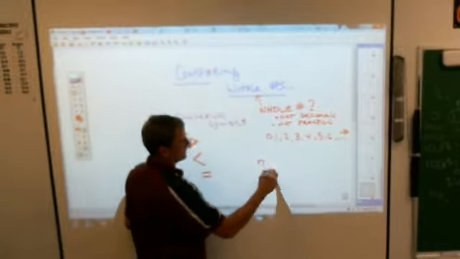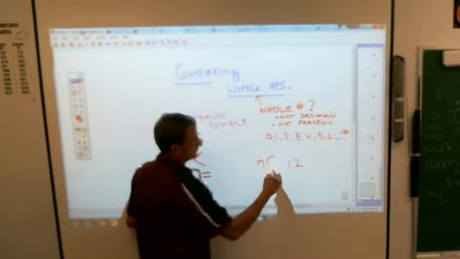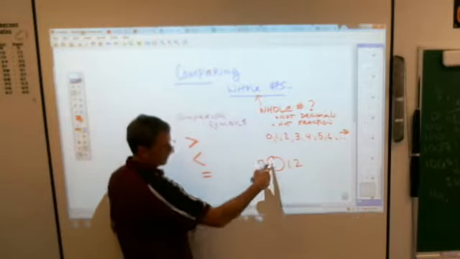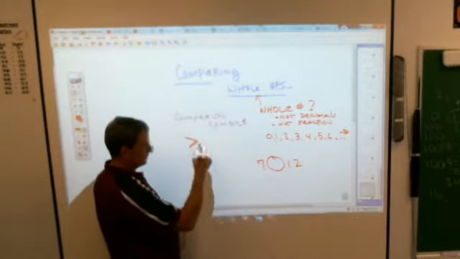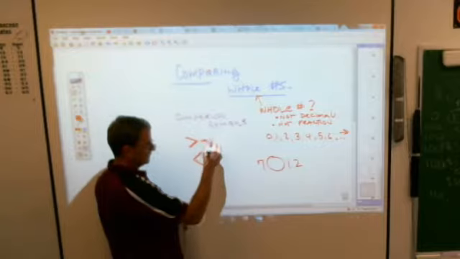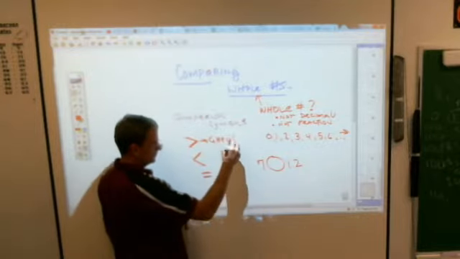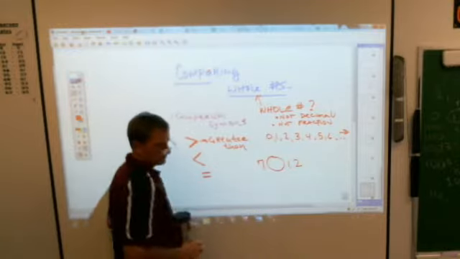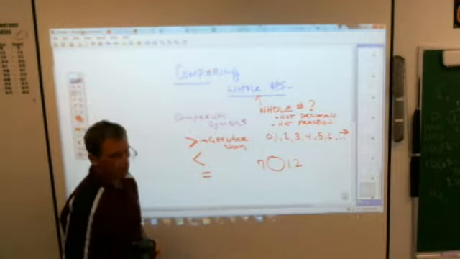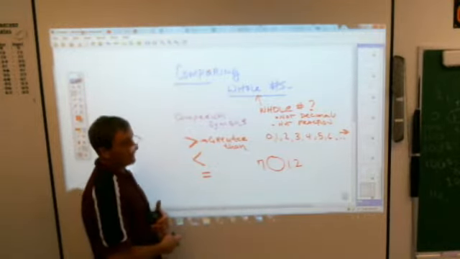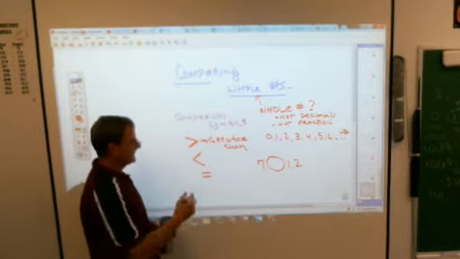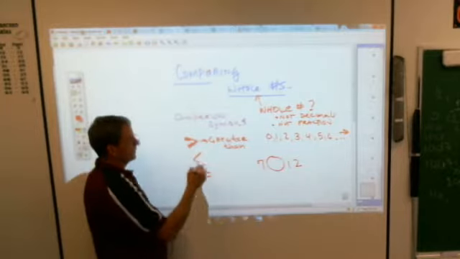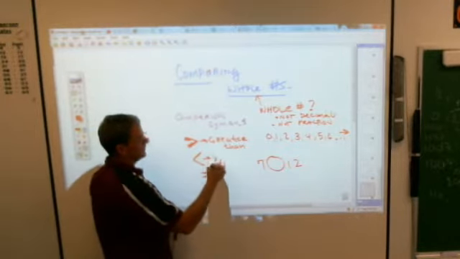Let's say I'm comparing 7 to 12. You only have 3 choices. 7 is either greater than 12, which is this symbol. This is the greater than symbol, which I'm sure you probably know. How many of you get mixed up on the greater than less thans? What'd she teach you? Alligators. Alligator eats the bigger one. This one is the less than.